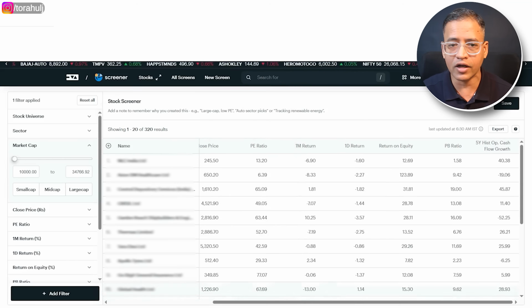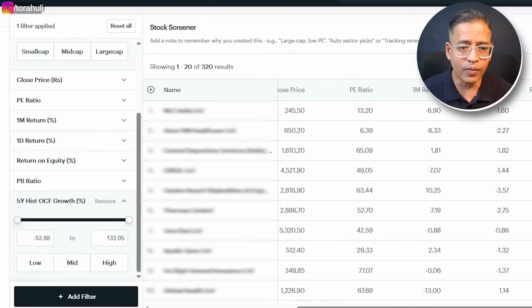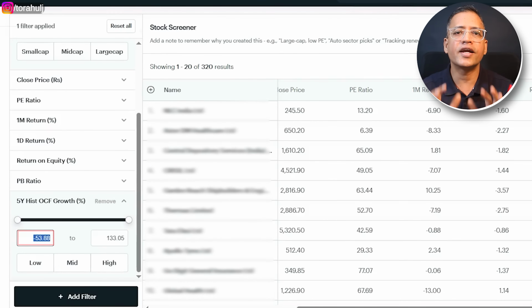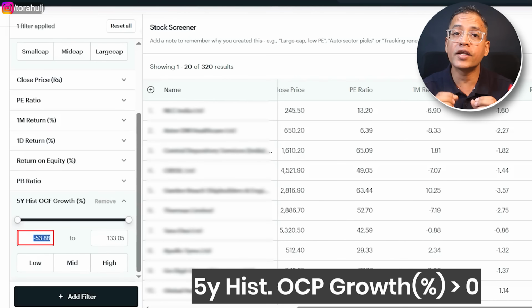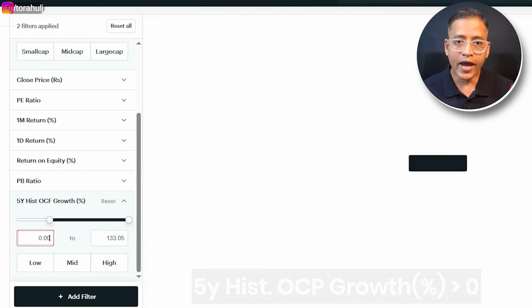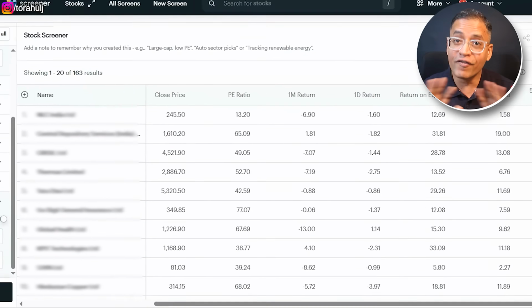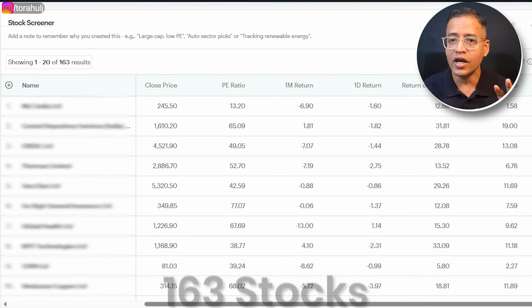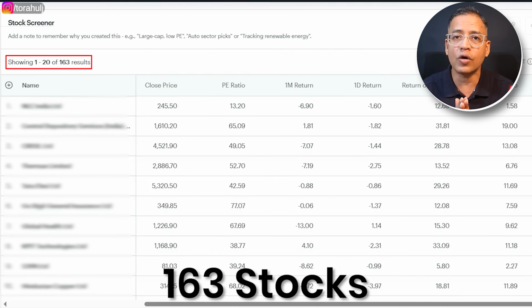So let's put that filter out here. And here, if you come down and only select those companies that have generated positive operational cash flow growth in the last 5 years. So I'm going to simply say 0 to higher, and that will get rid of 50% of the small cap stocks. So here, this list here, 163 stocks are the stocks that in the last 5 years, if you go back, have generated good growth rate, positive growth rate on the operational cash flow side. That's filter number 1.